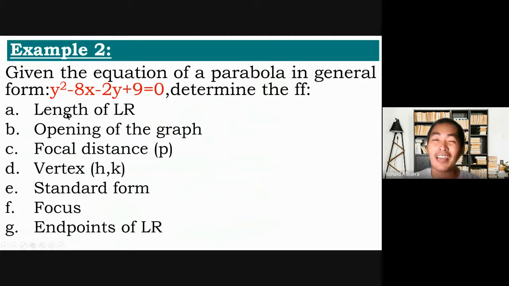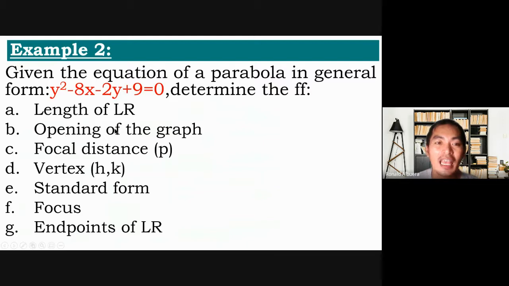Ganito lang po. Ang may square niya ay y, therefore, ang kukunin nyo na length of LR ay yung coefficient ng variable na opposite sa may square, which is x. And the coefficient is 8. Yun ang sagot sa letter A. And then, yung coefficient ng x ay 8, i-divide mo sa 4, yun na ang focal distance. 8 divided by 4 is 2. Yun ang sagot dito sa C.